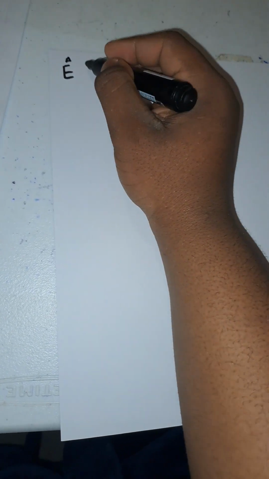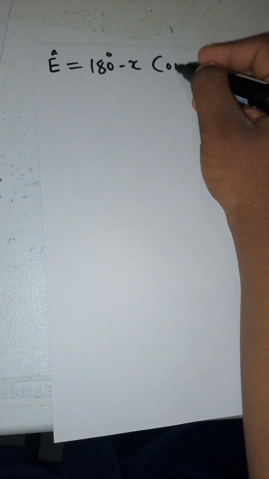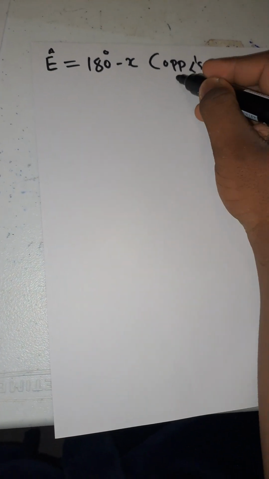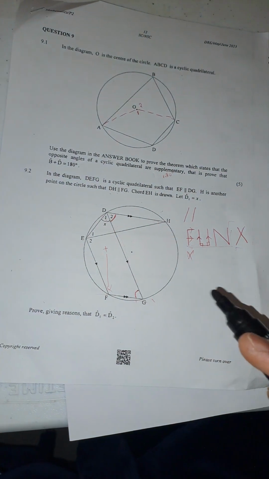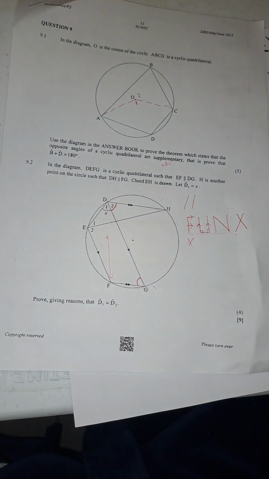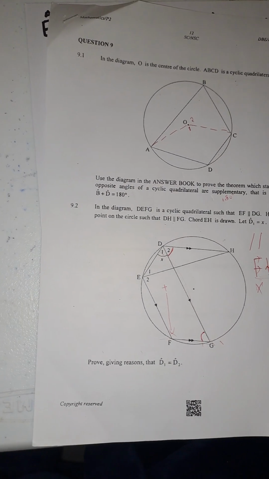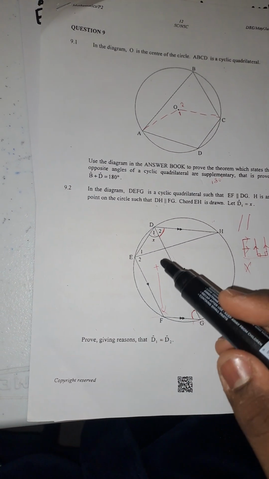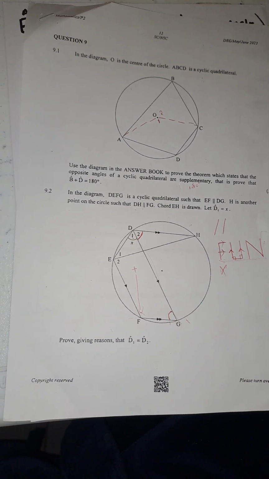angle E, let me start here. It is equal to what? 180 minus X, because of what? Opposite angles of a cyclic quad. Because I told you here that I didn't indicate this one. Okay, let me indicate this one. As you can see here, I want you to check this one. Angle E, this one, it is also part of the supplementary angles that I'm talking about.